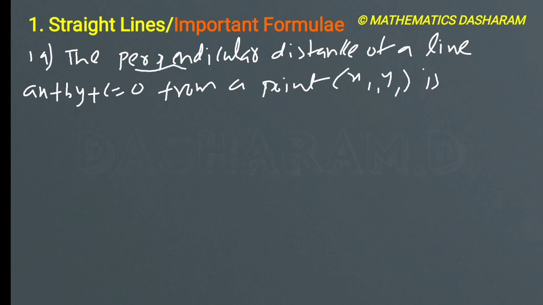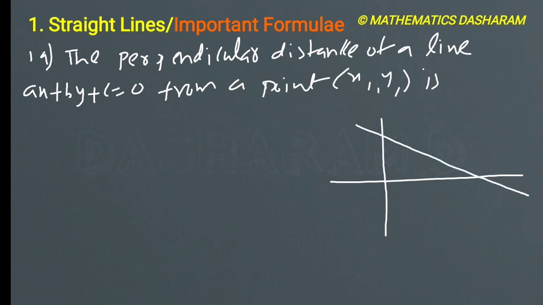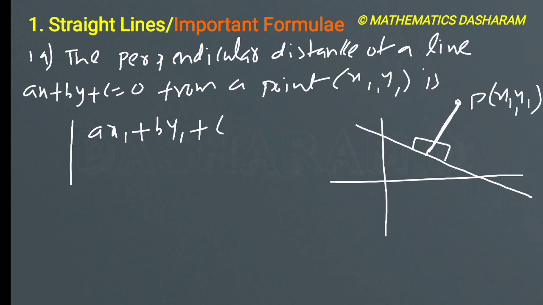Next formula, 19th one. The perpendicular distance of a line ax plus by plus c equals 0 from a point x1 comma y1. Observe the diagram. This is the line ax plus by plus c equals 0. Let's take the point P, which is x1 comma y1. From this point, the perpendicular distance to this line is given by the formula mod of ax1 plus by1 plus c divided by under root a square plus b square.